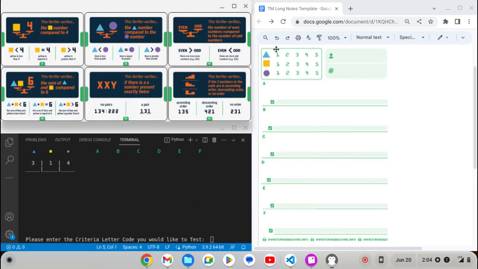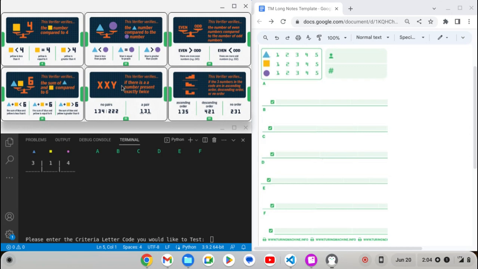Criteria card D looks at the first 2 digits, triangle and square, takes their sum and compares that to the number 6. So should the sum be less than 6? Should it be equal to 6? Or should the sum be greater than 6?